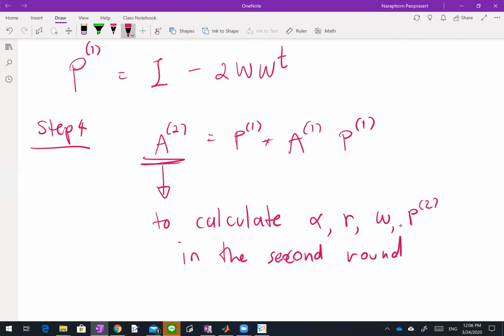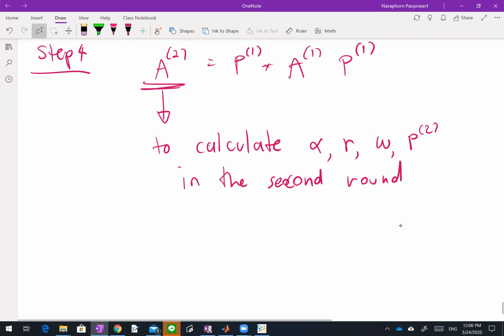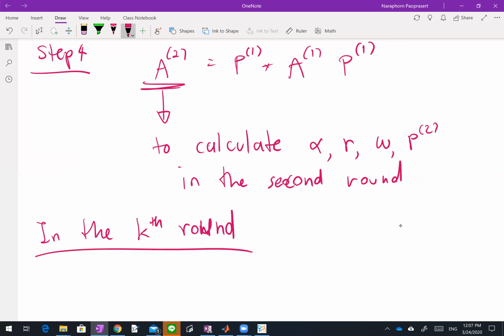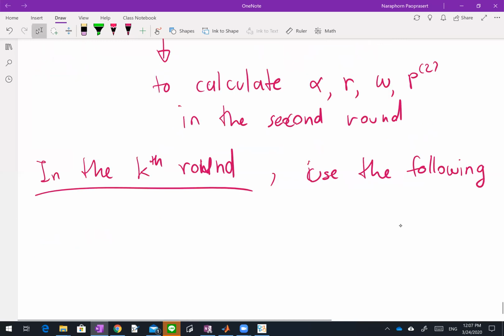And once you have A in the third round, you use the A in the third round to find the P in the third round, and so on and so forth. So in the kth round, use the following formulas.